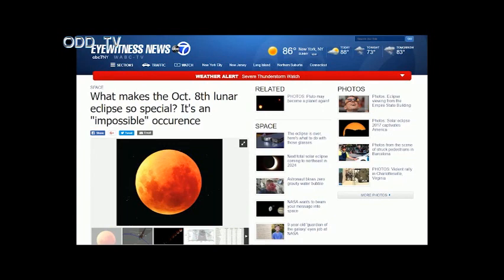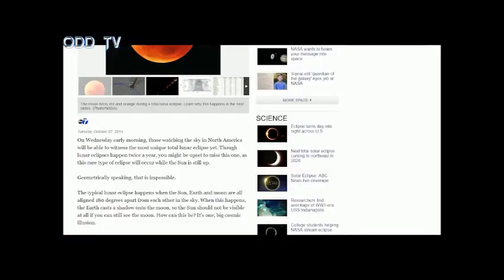What makes October 8th lunar eclipse so special? It's an impossible occurrence. It says, on Wednesday early morning, those watching the sky in North America will be able to witness the most unique total lunar eclipse yet. Though lunar eclipses happen twice a year, you might be upset to miss this one, as this rare type of eclipse will occur while the sun is still up.